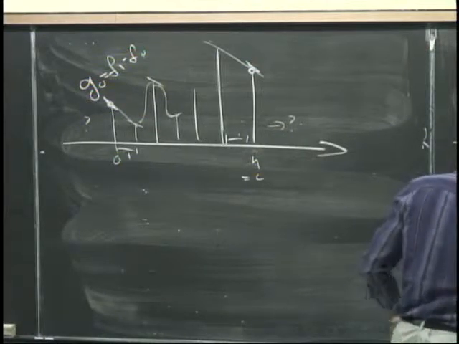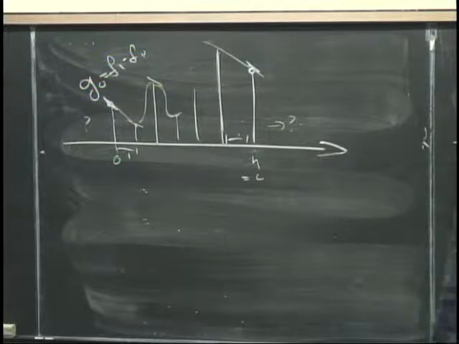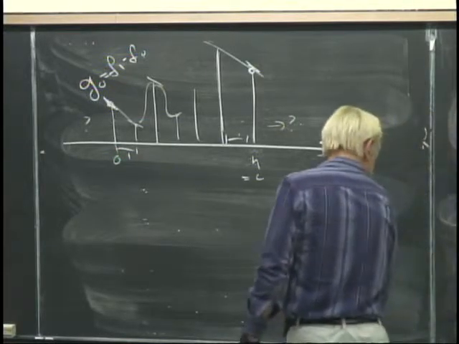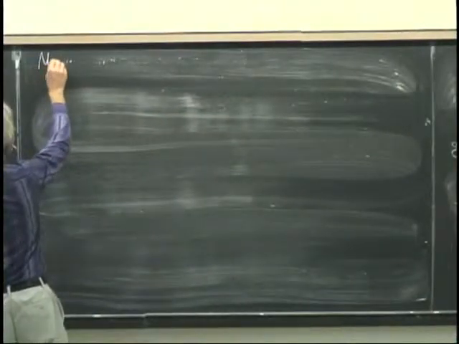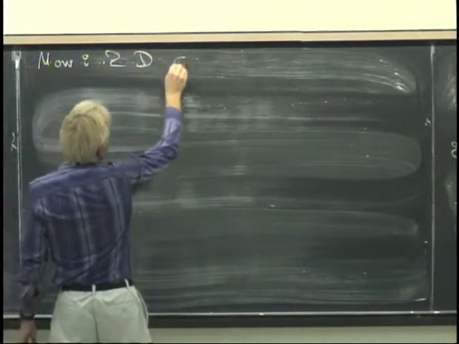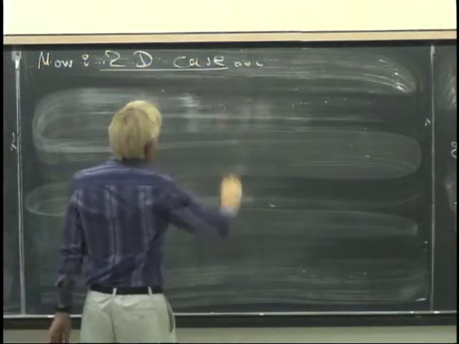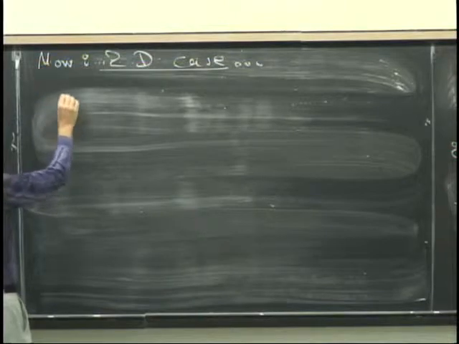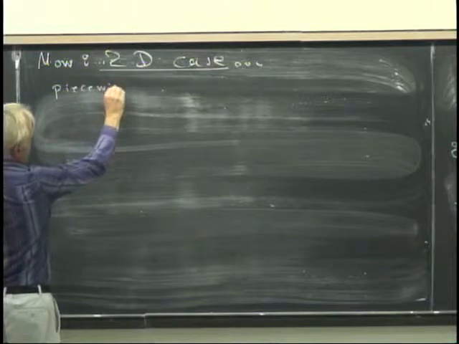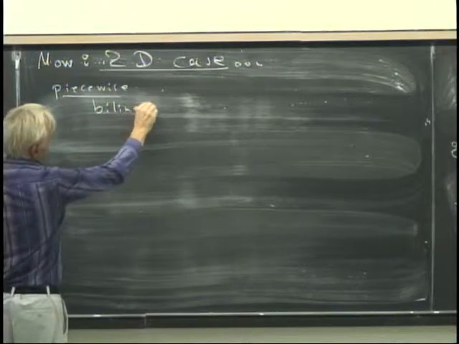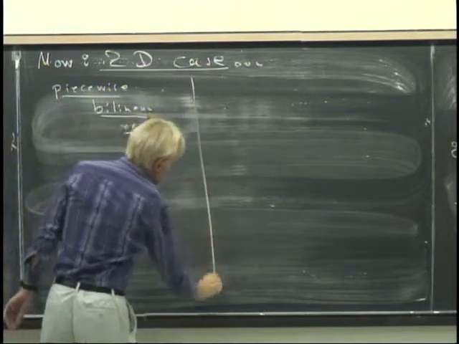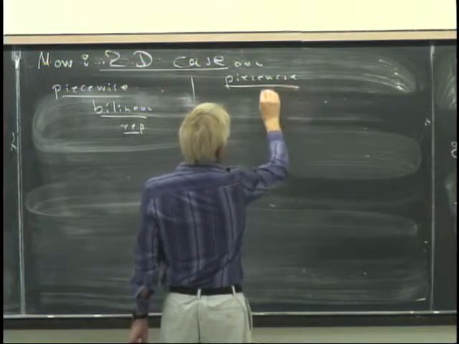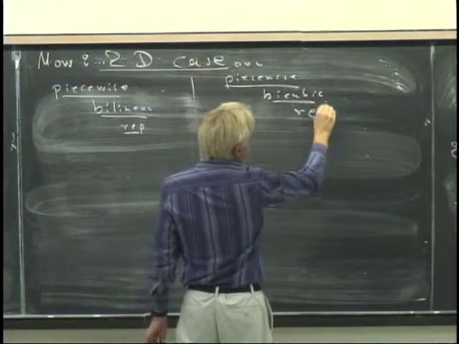All right. So now we go to the 2D case. I can do the 2D case very quickly because it is just an intermediary step to getting to the 3D case quickly. Now 2D. We have one way to represent data, piecewise bilinear representation. And what we want is a better representation, a piecewise bicubic representation. Rep for representation.